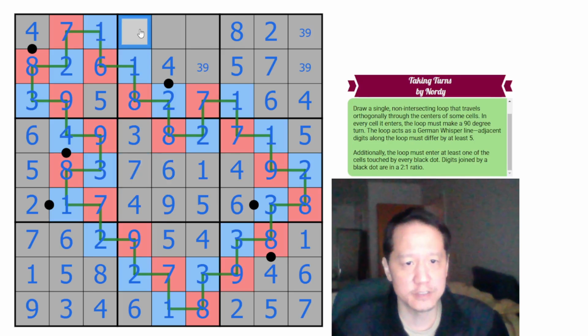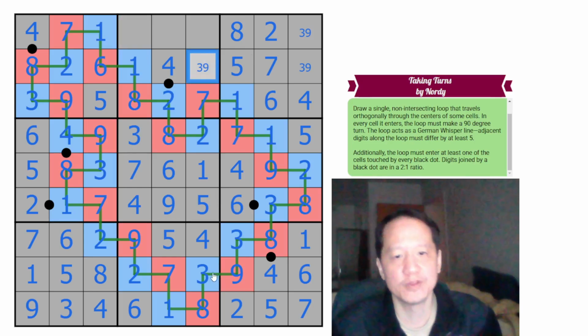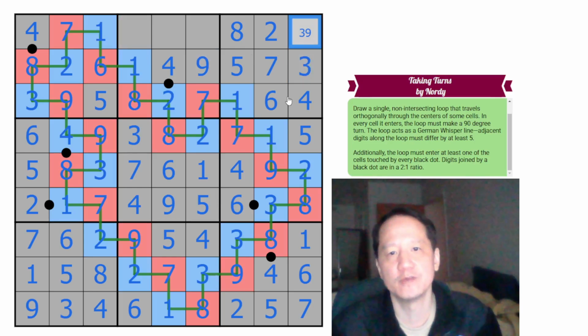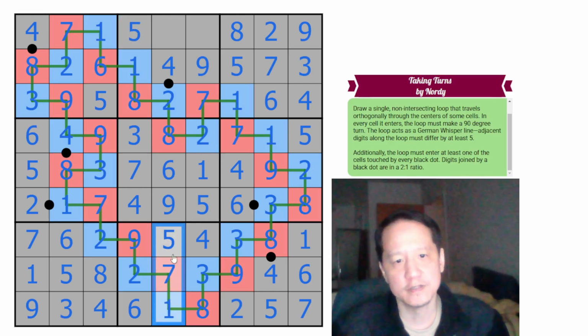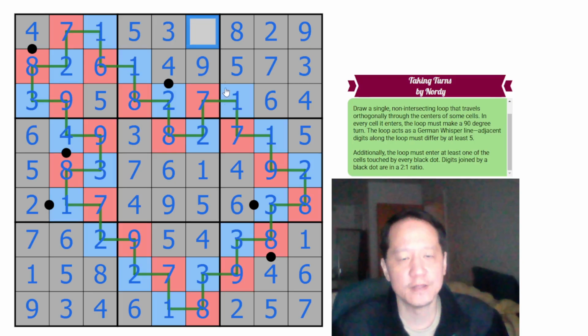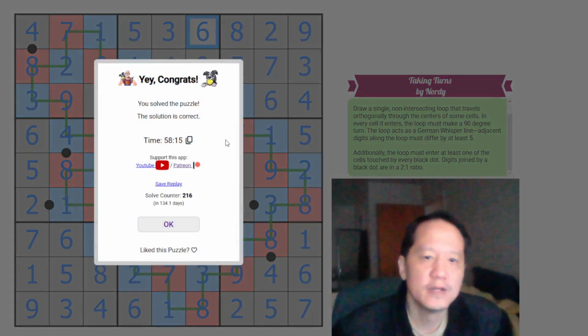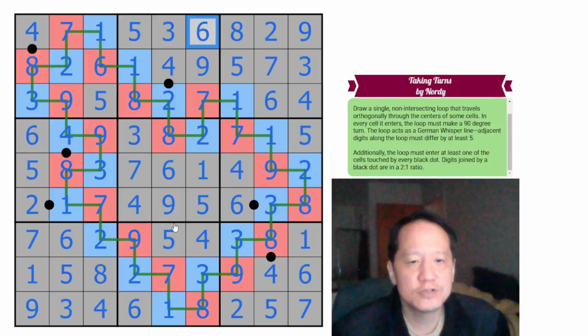The remaining digits here... Well, this can't be 3, so this must be 9, which makes that a 3, which makes that 9. And now we're just doing normal Sudoku. And this is a 5, this is a 3, and this is a 6. And that's how you solve it.